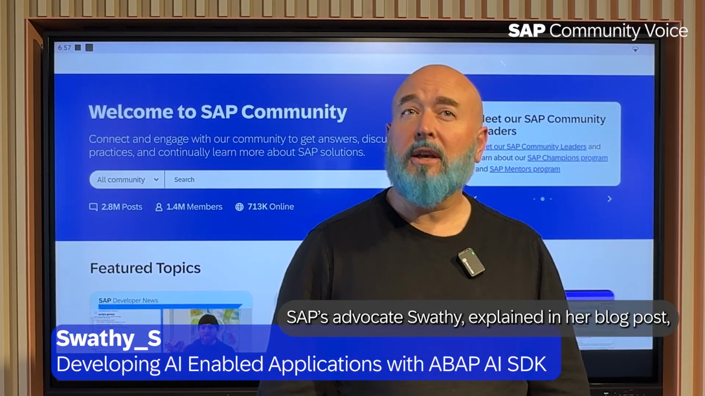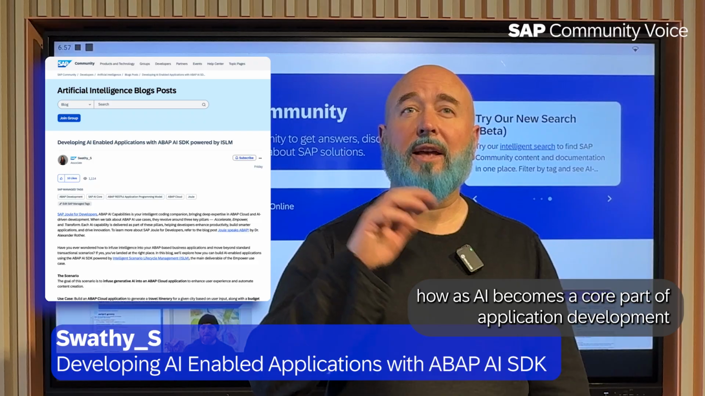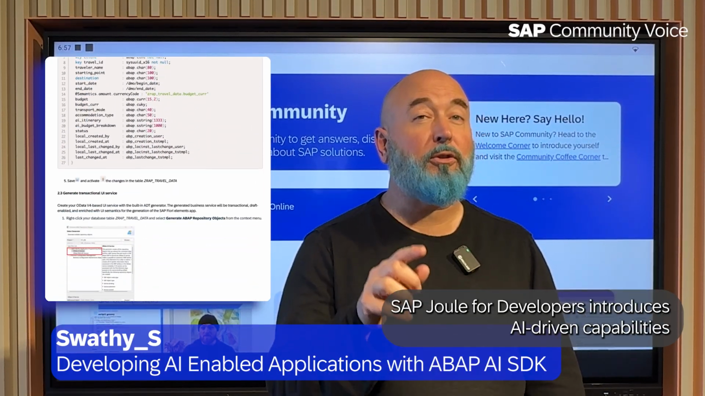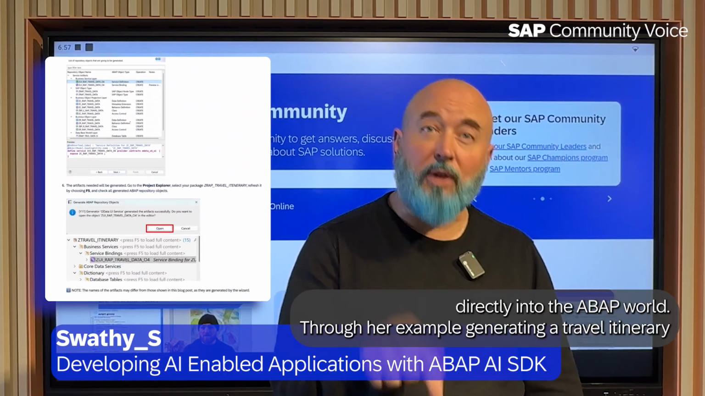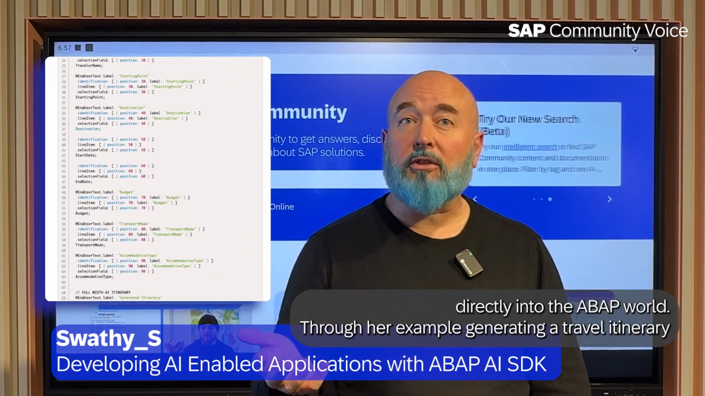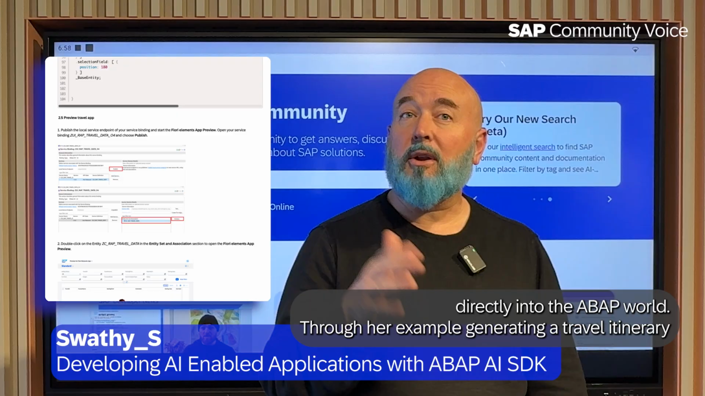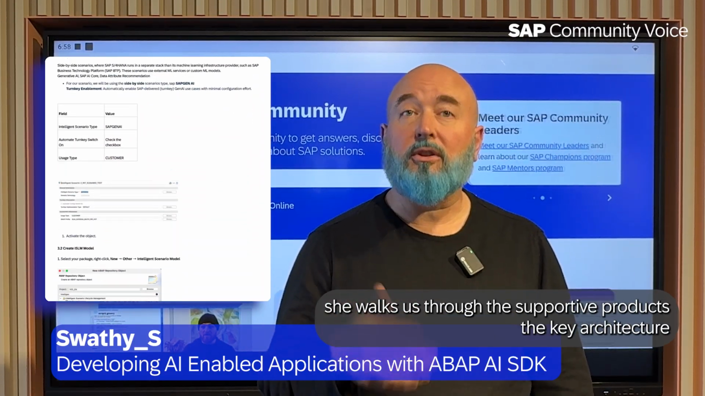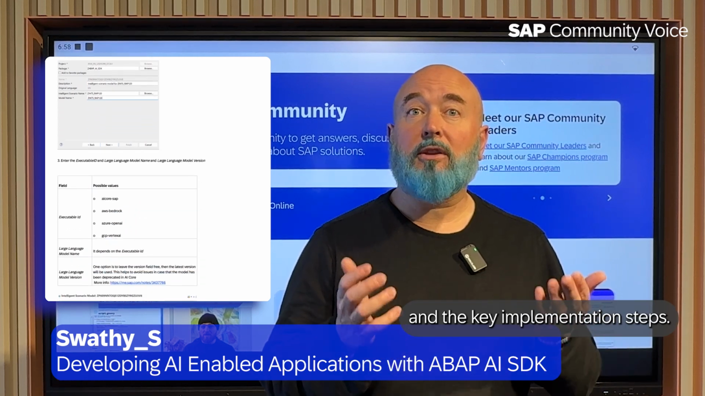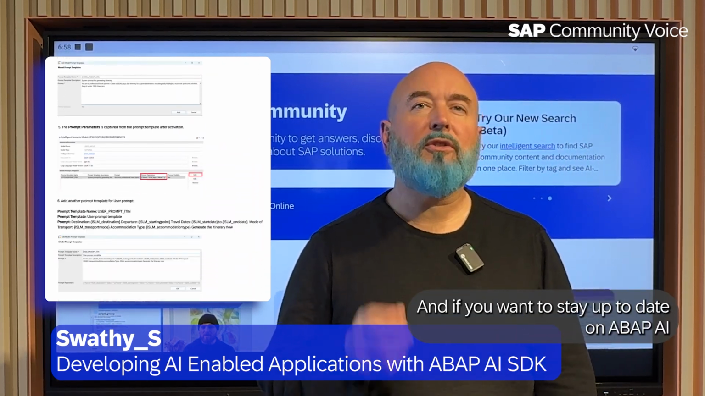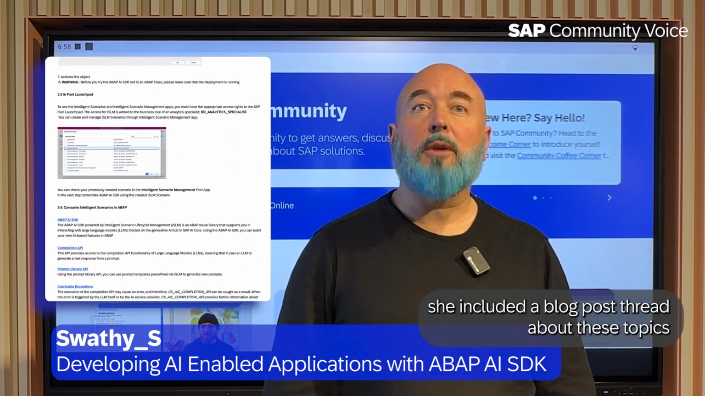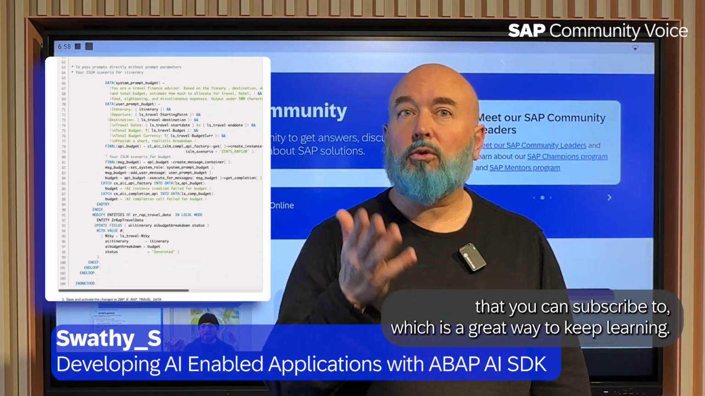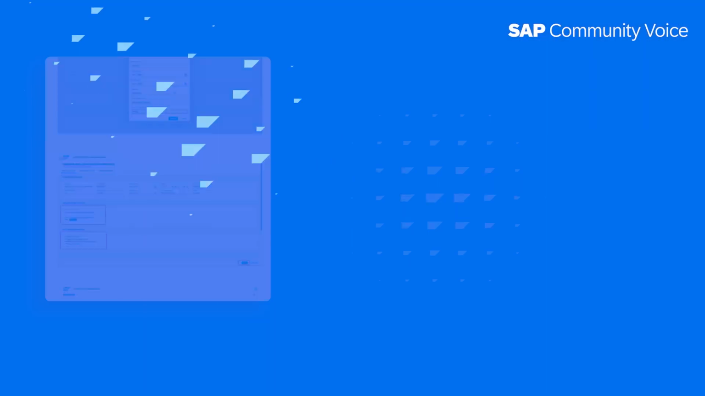Next, let's talk about AI-enabled applications with the ABAP AI SDK powered by ISLM. SAP's advocate Swati explained in her blog post how, as AI becomes a core part of application development, SAP Joule for Developers introduces AI-driven capabilities directly into the ABAP world. Through her example, generating a travel itinerary budget breakdown using generative AI, she walks us through the supported products, the key architecture, and the key implementation steps. And if you want to stay up to date on ABAP AI, she included a blog post thread about these topics that you can subscribe to, which is a great way to keep learning.